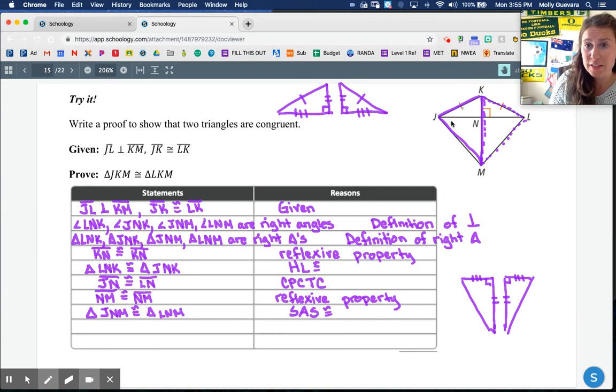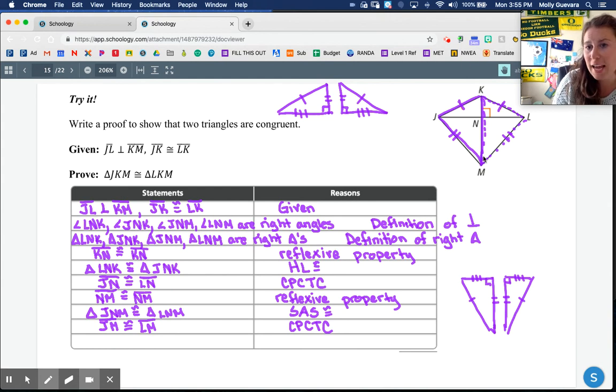I know that this, am I not writing? There we go. I know that this side and this side are the same because I've just proved it. Or, right, because, sorry, it was given to me. I now can say that JM is congruent to LM, right? Or did I already do that? Nope. So I can say that JM is congruent to LM because of CPCTC, right? Because these two triangles were the same, so therefore those two sides have to be the same, okay?